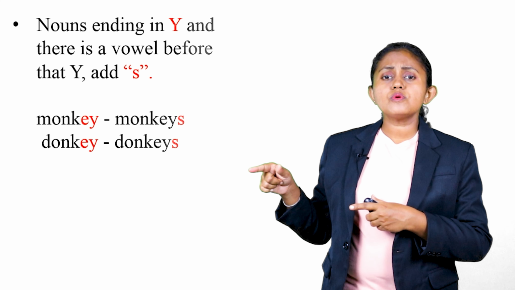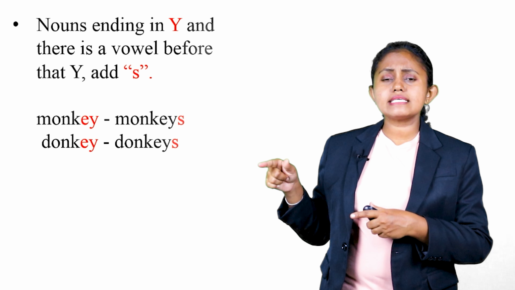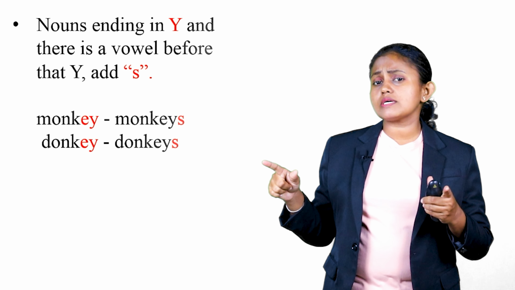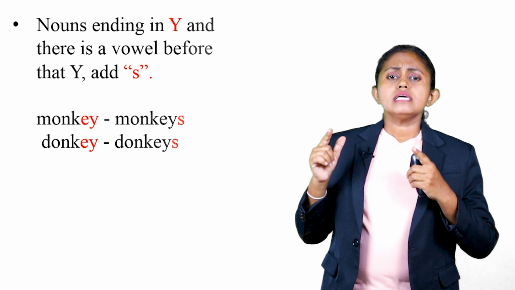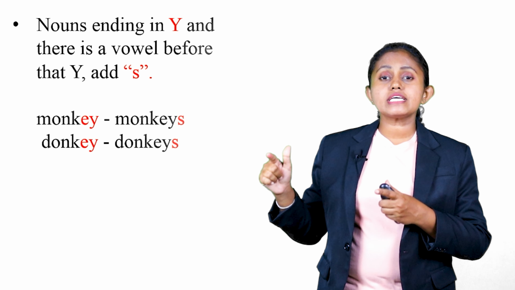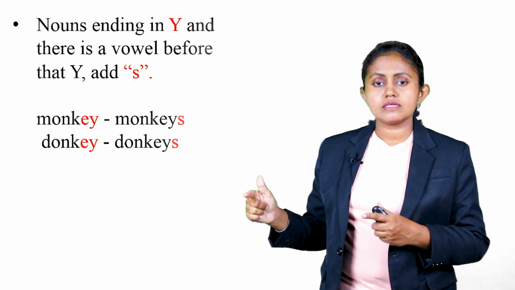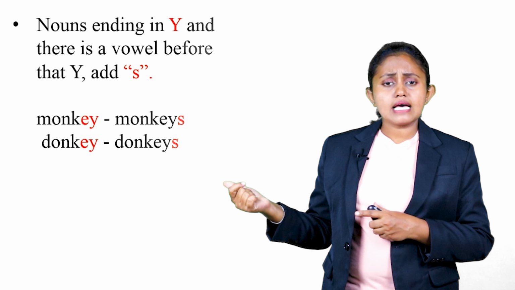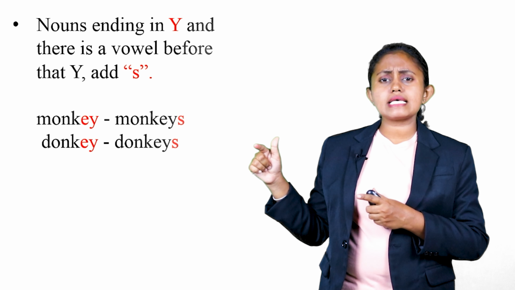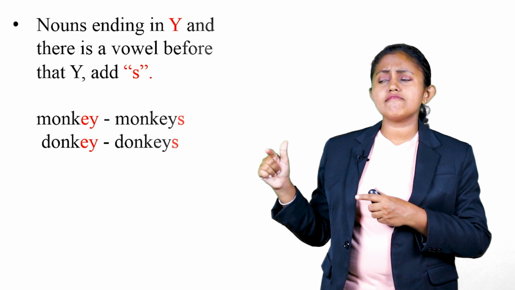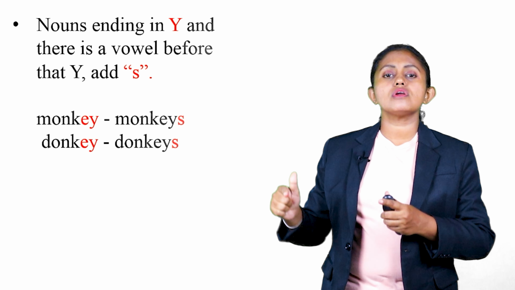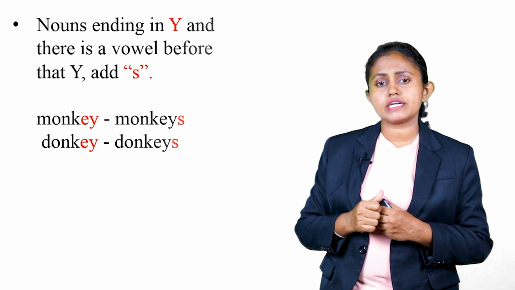Here the noun ends in letter Y and there is a vowel before that Y. So you can't remove the letter Y and add IES. Here you have to add only S at the end of the given noun to make its plural. Look at these examples. Monkey. The word monkey ends in Y, but there is the vowel E before that Y. So you have to add only S to make the plural of that noun.